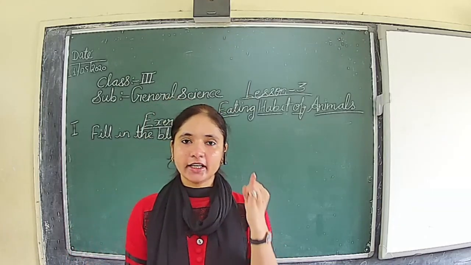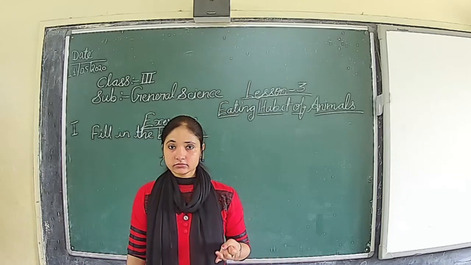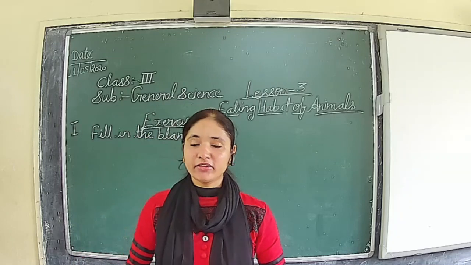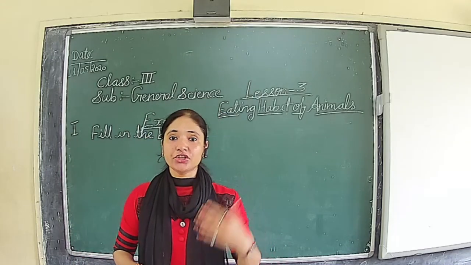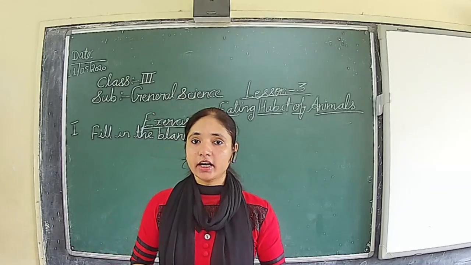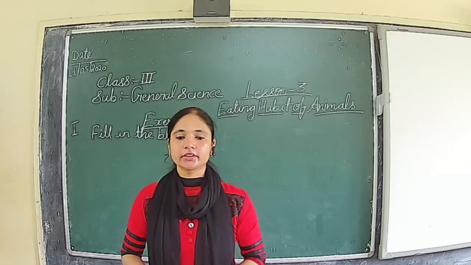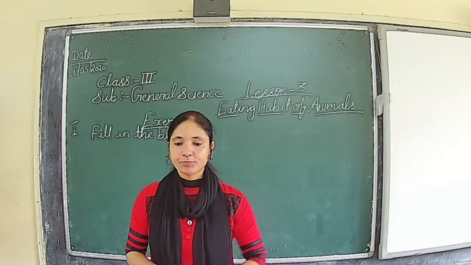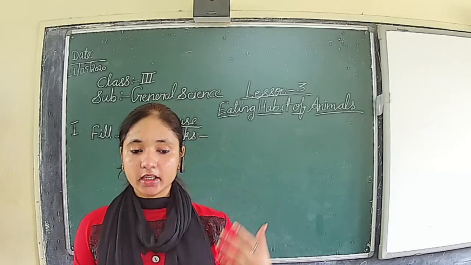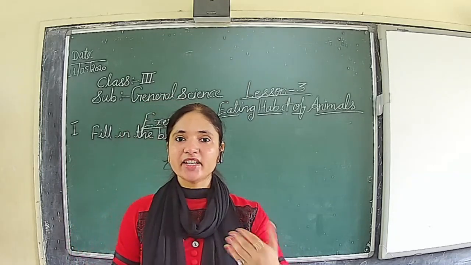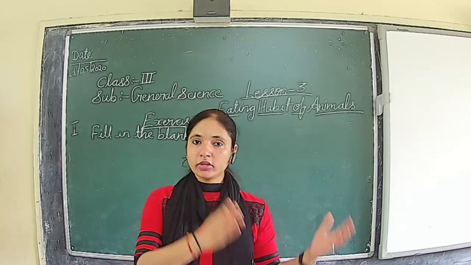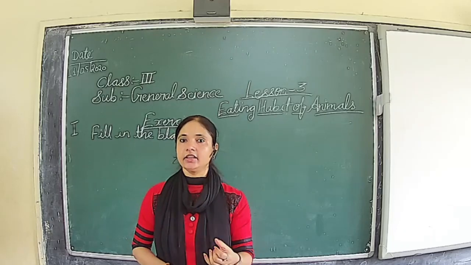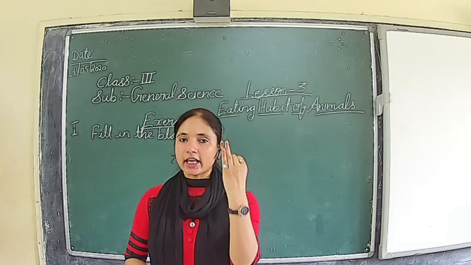So we have seen about the plant eating animals, those who feed on plants only. Such animals are called herbivores. Then we have seen the flesh eating animals. Those who depend on the flesh of other animals for their food are called carnivores. Then both plant and flesh eating animals, like crow, deer, dog, rat, are the best examples of omnivores. So these were the three categories: herbivores, carnivores and omnivores.